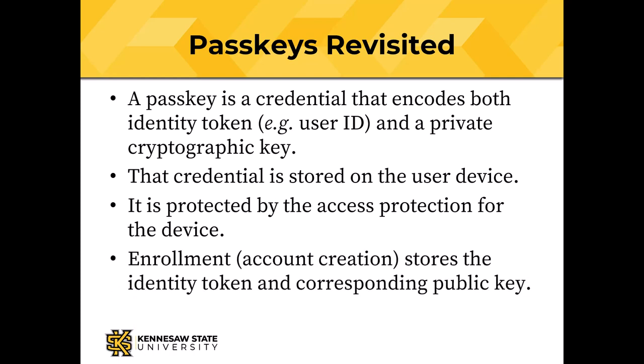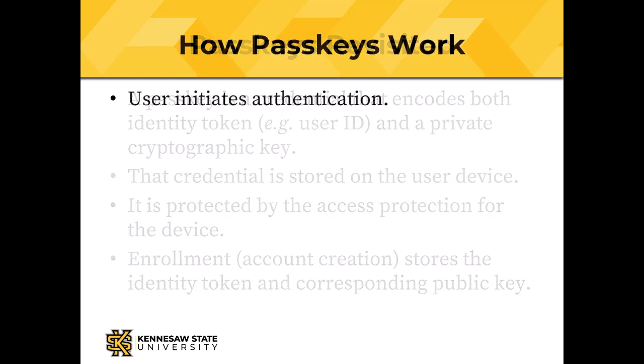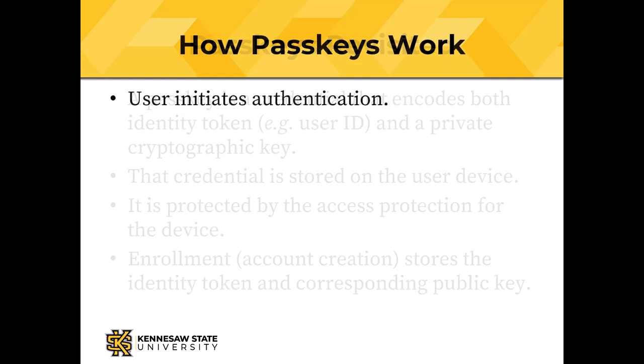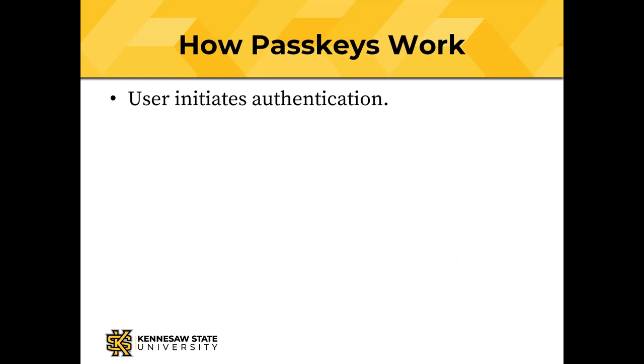So enrollment, that is creating the account, stores the identity token, user ID, and the corresponding public key. So if I'm signing up with Truist Bank, and sadly they are not far enough ahead to do this, when I create a passkey with Truist, I'm going to send them my public key and my user ID. I'm going to keep the private key and keep it secret, okay? Now I have a passkey for my bank.